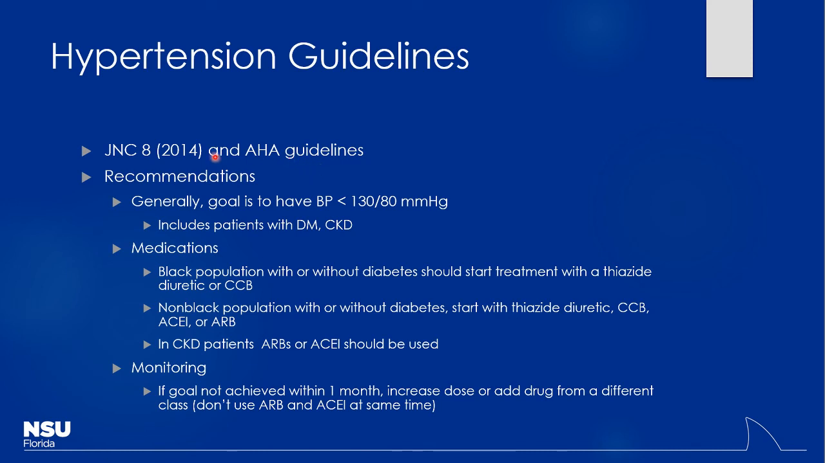So anywho, in general, a lot of our goals is to get them down underneath 130/80 or so, and that includes patients with diabetes, chronic kidney disease. Again, lower is not always better, but usually around this range is going to be preferable.